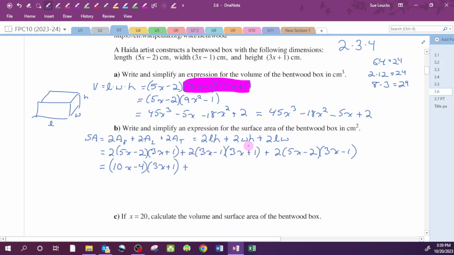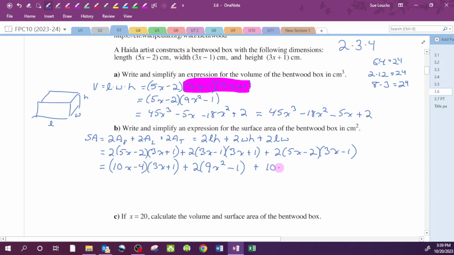But it doesn't matter. This one, because I've got the difference of squares again, I probably would do that, and I get the 9x squared minus 1. Just because that's simpler, that's all. Okay, pause the video and go and finish this question up, and then you can check your answer when you come back.